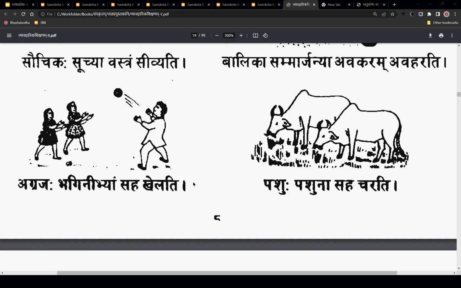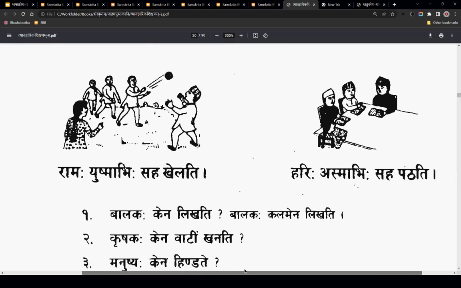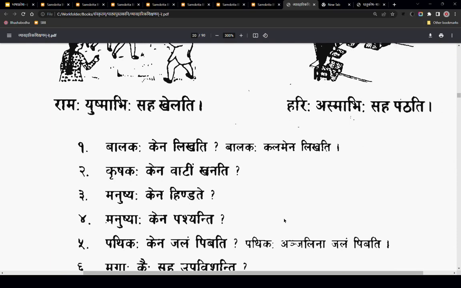Agrajah bhaginyabhyam saha khelati. Okay. So note that this is bhaginyabhyam saha khelati. Pashuh pashuna saha charati. So one pashu is charati. Here charati means just grazing with another pashu. Hari asmavisya patati etc. Okay.